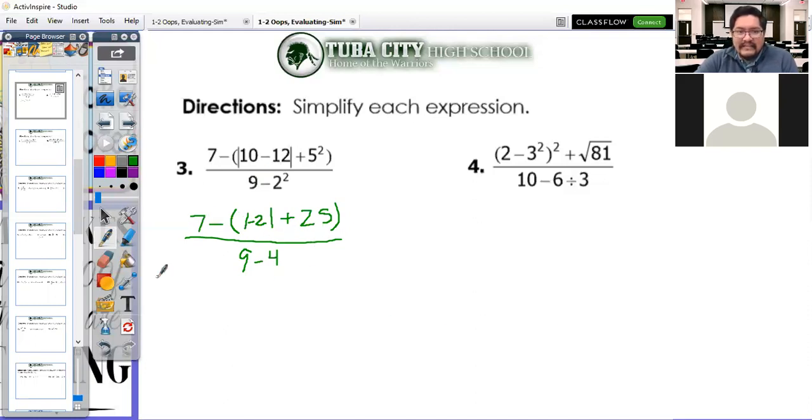Okay, so like I said, this is a lot of writing here. So let's go ahead and move over here. 7 minus, and let's see. I'm going to use that absolute value. So instead of 2, it's going to be -2. All right, I also have to keep this parenthesis here. So that's going to be +2 plus 25. And I can probably also do this as well, because again, these bottom two numbers are grouped. So 9 minus 4 is going to be 5.